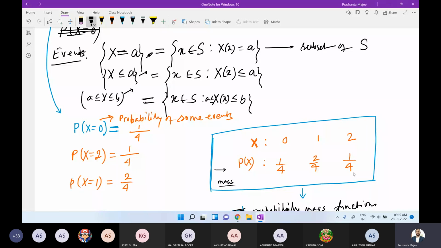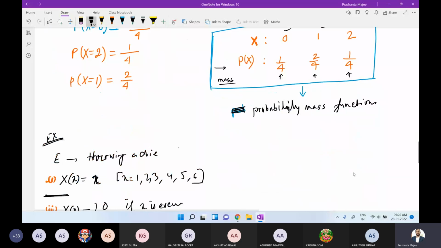Here 0, 1, 2 are the possible outcomes of the random variable, and these values are called the mass of the possible outcomes. What is the weightage of each possible outcome? That is denoted here. So what will be the sum of all the weights? Whatever random variable you take for a given experiment, what will be the sum of all mass or all weights? 1. Total probability is always 1.